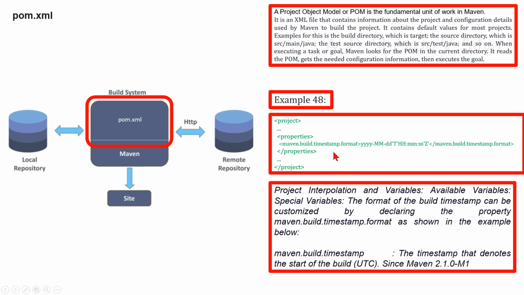The maven.build.timestamp is the timestamp that denotes the start of the build, in UTC, since Maven 2.1-M1. The format pattern has to comply with the rules given in the API documentation for SimpleDateFormat. If the property is not present, the format defaults to the value already given in the example.